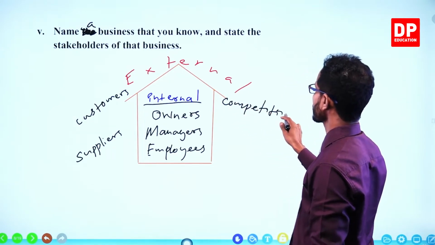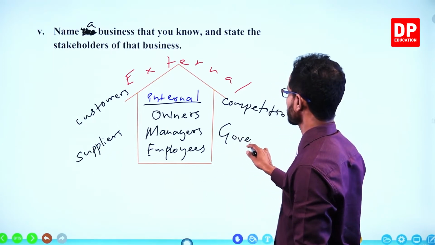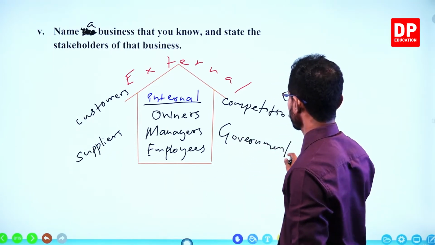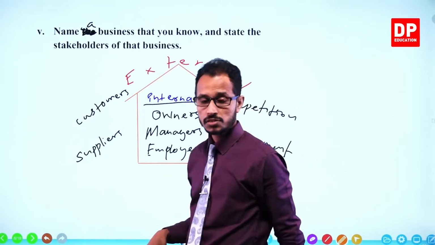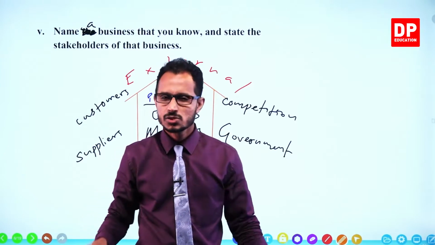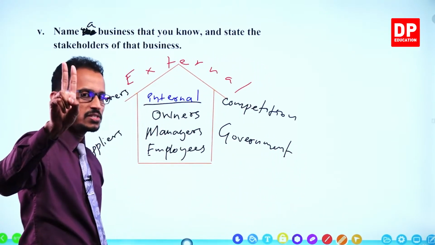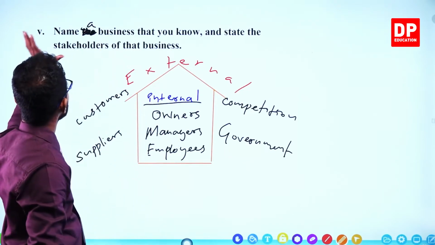Competition, government, potential investors, and so on and so forth. We have so many stakeholders. Children, the second question in the business studies part is done.